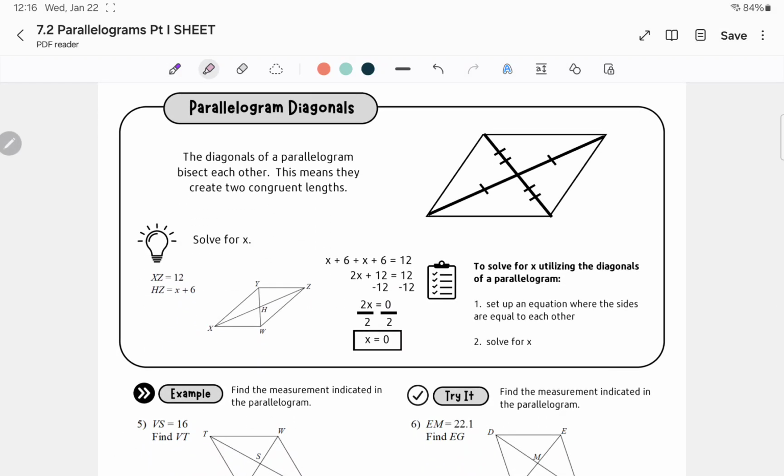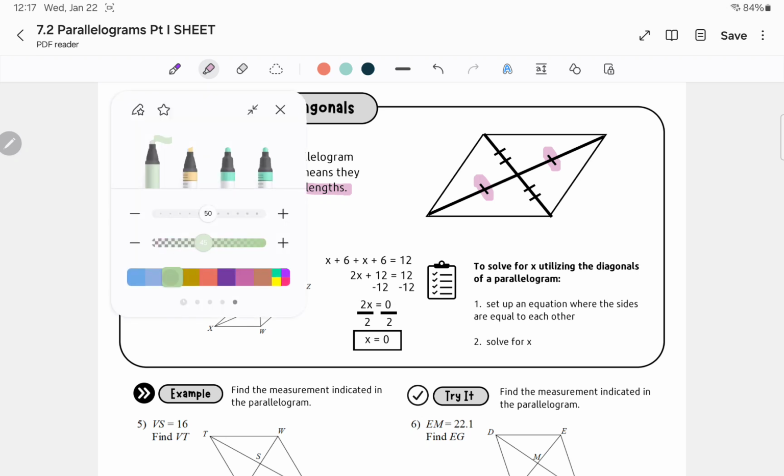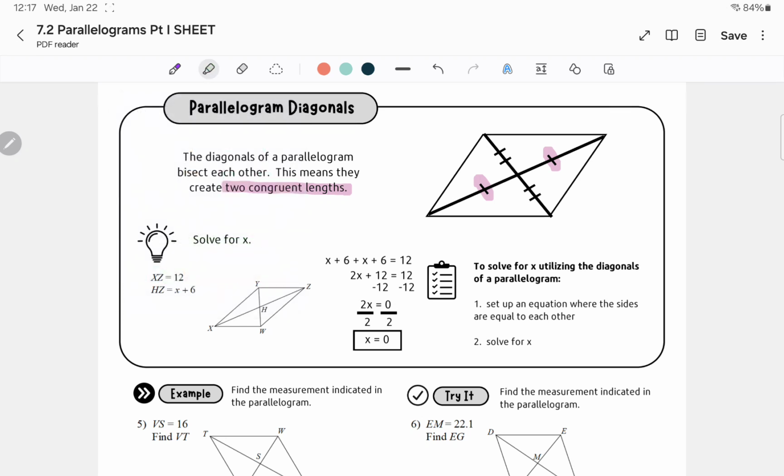So let's highlight again that the diagonals of a parallelogram bisect each other, meaning they create two congruent lengths. So let's highlight the two congruent lengths. That means this diagonal that I'm kind of hovering over is bisecting this line into two equal lengths. Just like this diagonal that I'm hovering over is bisecting this one into two congruent lengths.